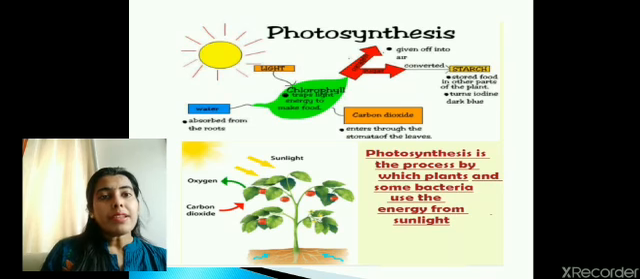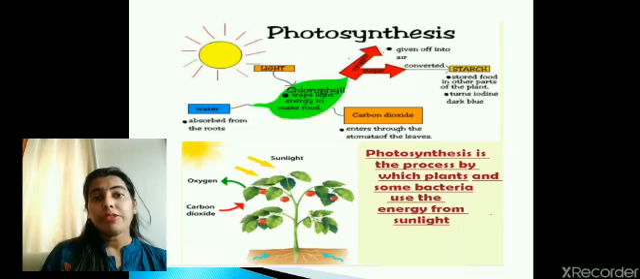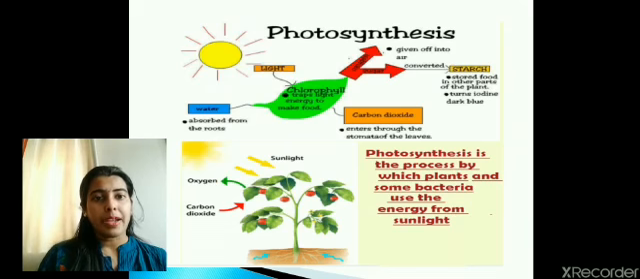Now the final result is oxygen. The product of this reaction is oxygen and food. Now in which form the food is manufactured? Food is manufactured as glucose but converted in the form of starch and stored by the plant.